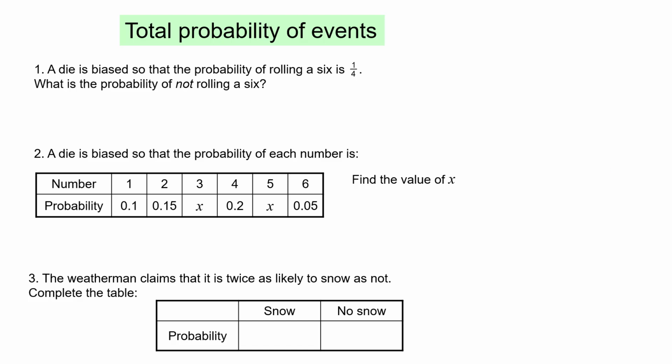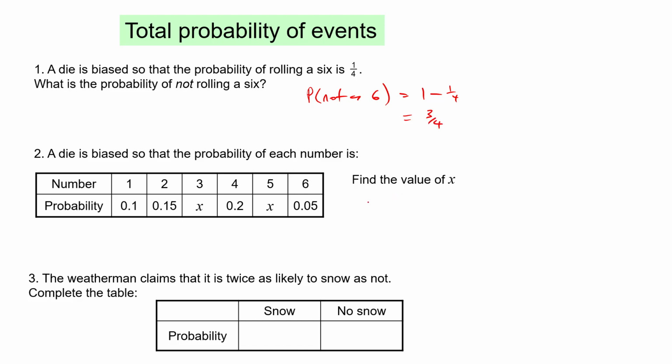Okay, so let's have a look at these questions we got here. First one, die is biased, so the probability of rolling a 6 is a quarter. Probability of not rolling a 6, remember our notation, so we write probability of not a 6. That's going to be equal to 1 minus a quarter, which is equal to 3 out of 4.